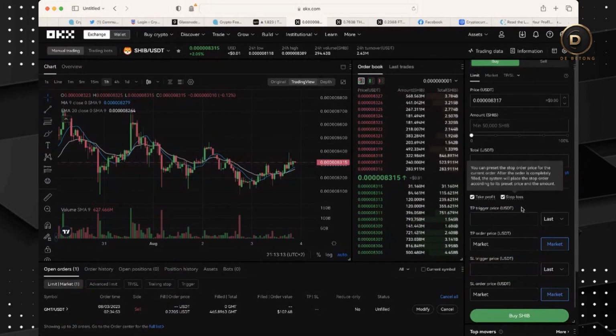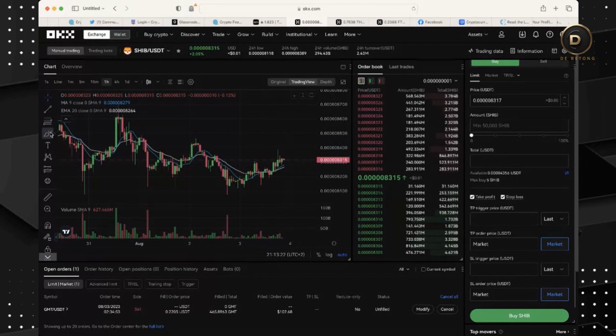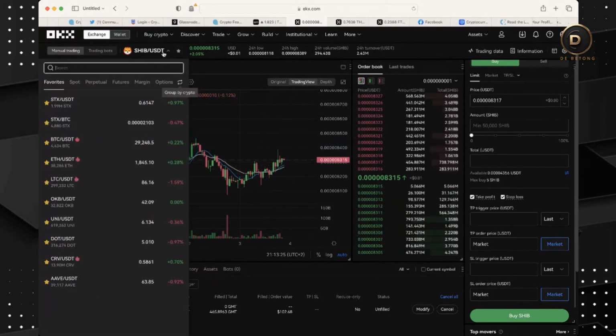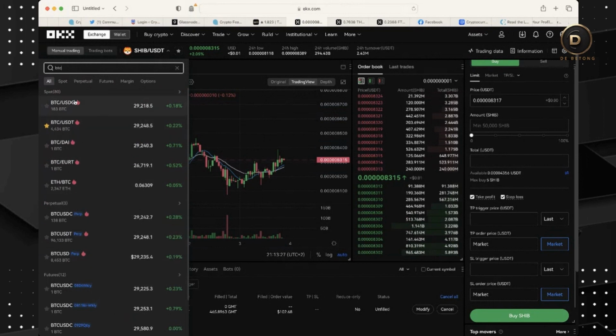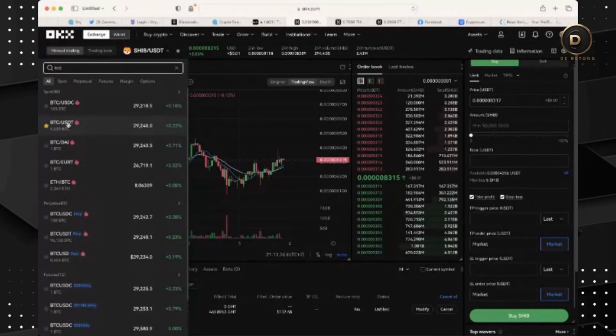Let's say, for example, right now you are buying Shiba Inu. Let's go to Bitcoin, BTC. But the first one, which is starred, Bitcoin slash USDT. Always make sure you see Bitcoin slash USDT. If not, then you're going to take the wrong one.